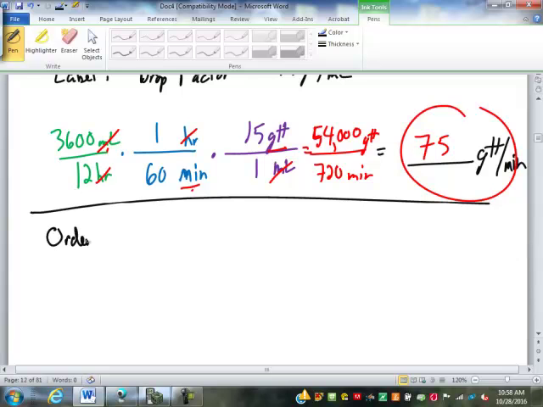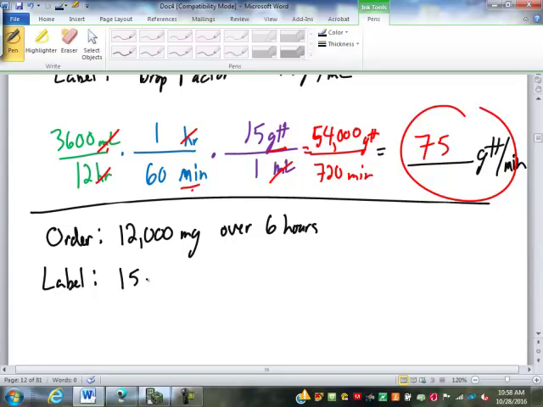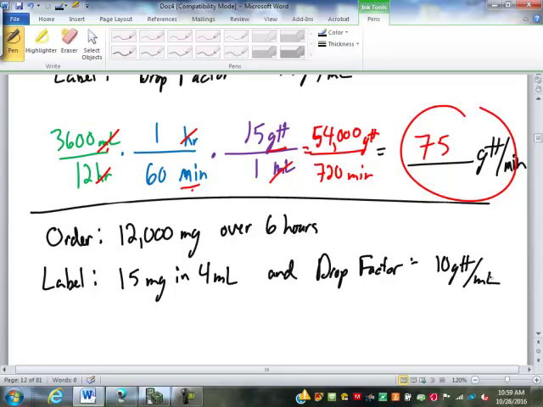For example, let's say the doctor orders 12,000 milligrams to be administered over 6 hours. And the label states that it's constituted of 15 milligrams in 4 milliliters. And a drop factor of 10 drops per milliliter.